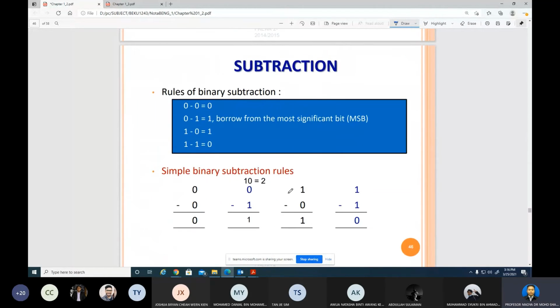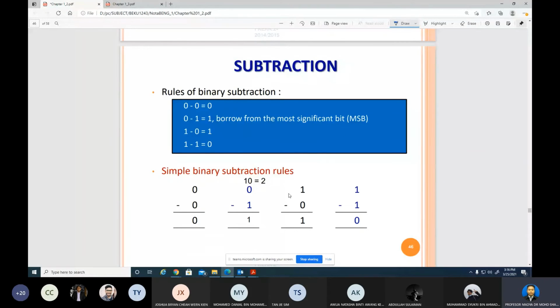Next we go for the subtraction. You can see this one, 0 minus 0 will be 0. Next I will skip this one first. 1 minus 0 will be 1. And then 1 minus 1 will be 0. But if it is 0 minus 1, you cannot.